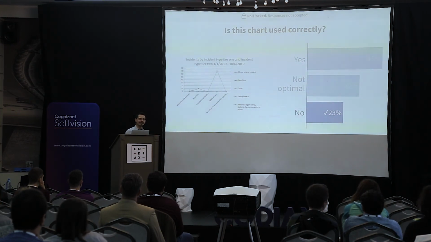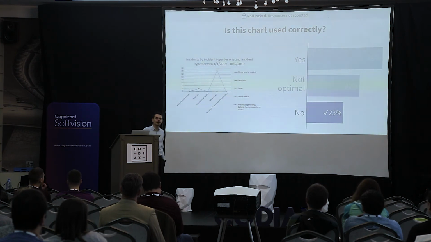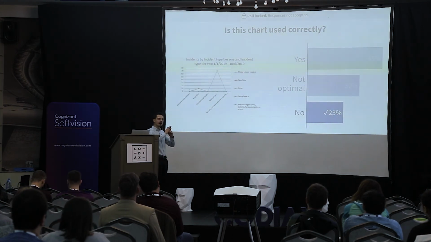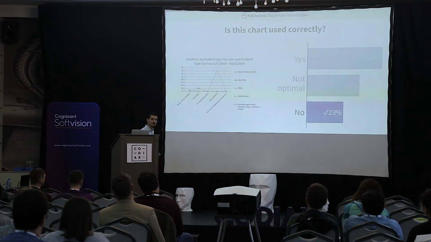It really doesn't make sense to use a line chart when you don't have a time dimension. Another thing is that your brain will see that these values are connected through a line, and it immediately thinks that these are somehow connected. But how is safety breach connected to security of organization property? It really doesn't make sense.